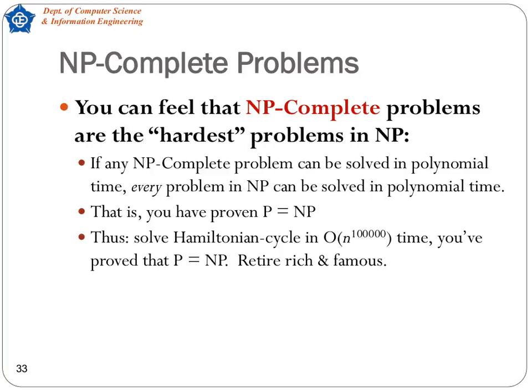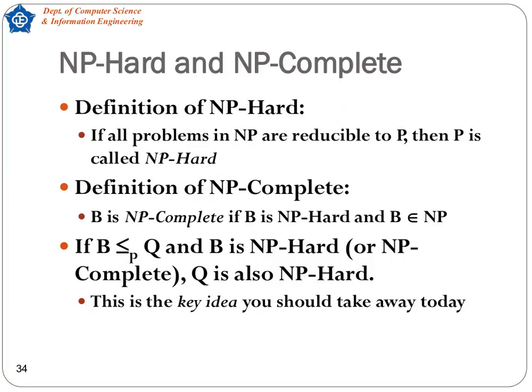you rich and famous. Now let's build on that idea by introducing two central concepts in computational complexity. First, a problem P is called NP-hard if every problem in NP can be transformed or reduced to P in polynomial time. In other words, P is at least as tough as the hardest problems in NP. Second, a problem B is NP-complete exactly when it meets two conditions. It's NP-hard, and it itself belongs to NP.